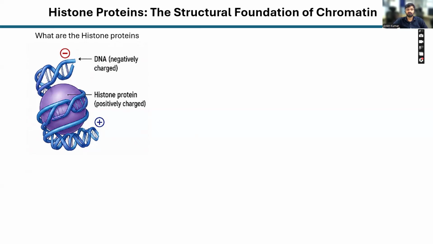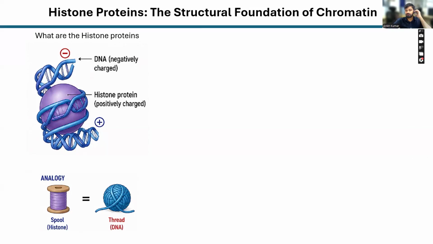We can understand this with a simple analogy: the histone acts like a spool, and the DNA behaves like a thread that wraps around this spool. But one histone is not enough, right? Because the size of a histone is very small, and the DNA's length is 2 meters, which is very long.